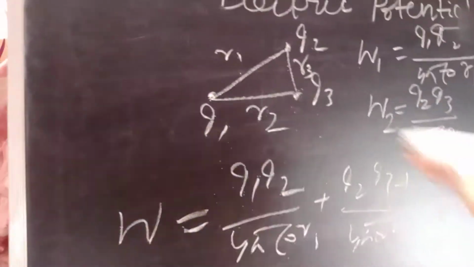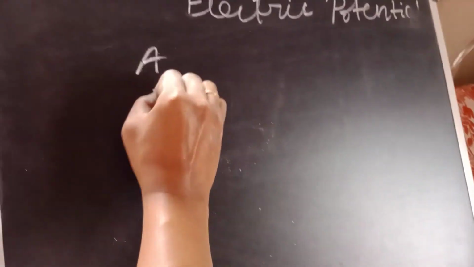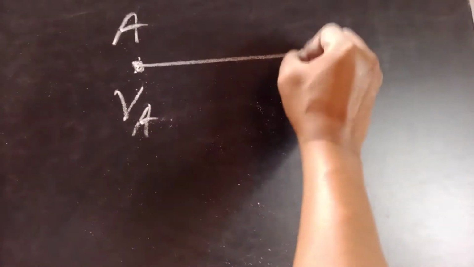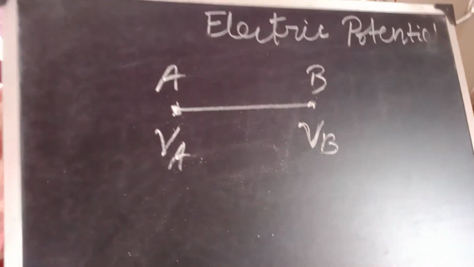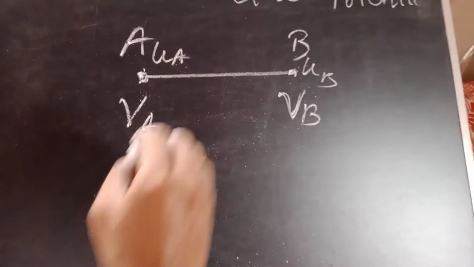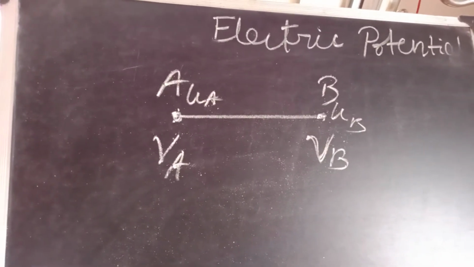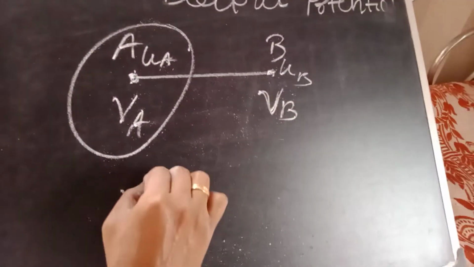Now suppose we place a charge Q at a point A, and the potential of that point is VA, and this is the point B, potential of that point is VB, and the charge has initial velocity, suppose here UA and here UB. So the charge is moving from point A to B due to the potential difference, and its kinetic energy or its velocity increases. So here the total energy of that particle will be what?